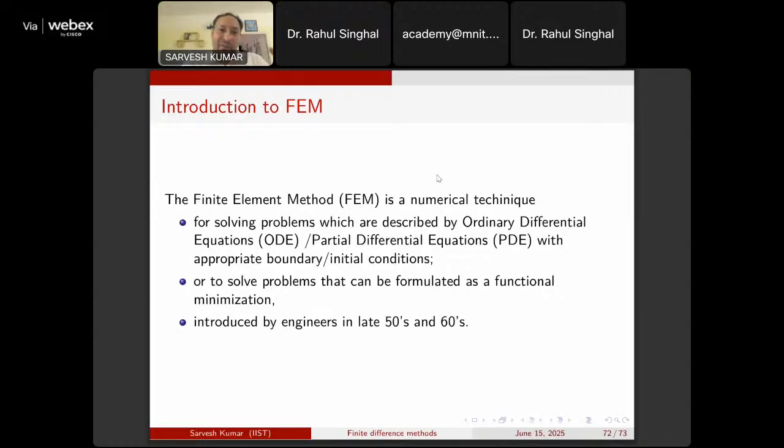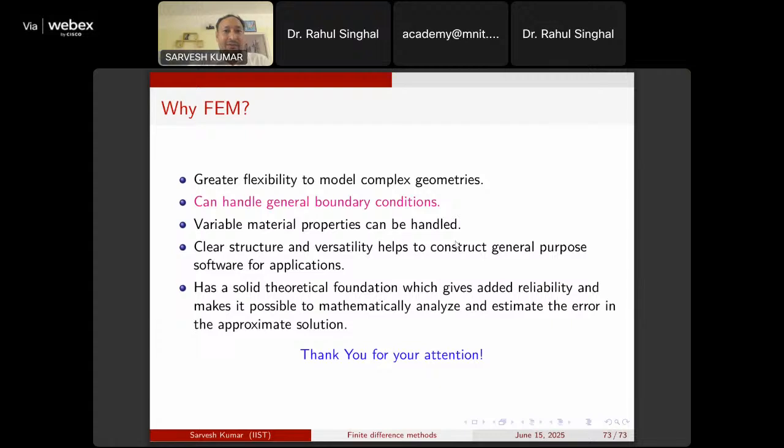That's the idea, because the finite element method works on basis functions. In a finite dimensional space, you have a basis function, and with that, I can do that. Of course, this was designed by engineers, but is now used by mathematicians as well, and there are different variants of the finite element methods. As I said, this provides greater flexibility to model complex geometries where FDM fails.